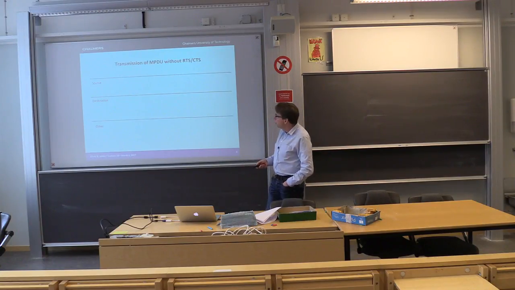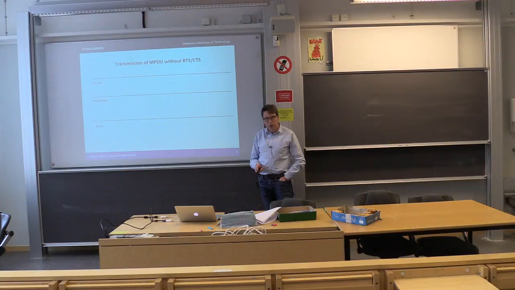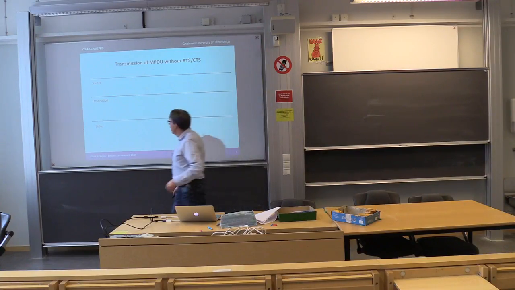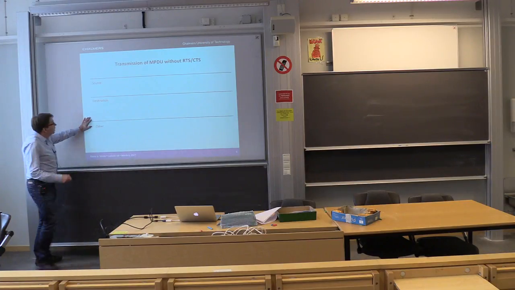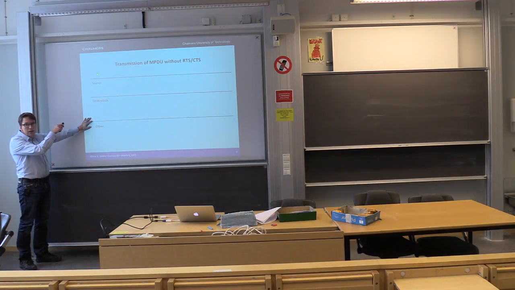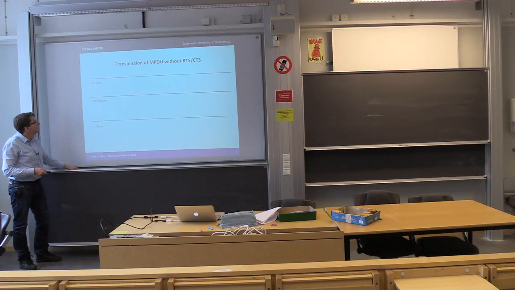Okay, so if we want to go through an exchange of frames using this, we have now a number of stations. We have a source station that has data to transmit. We have a destination who's interested in the data, and then we have all the others. There could be many, many stations here, but these are two specific ones.